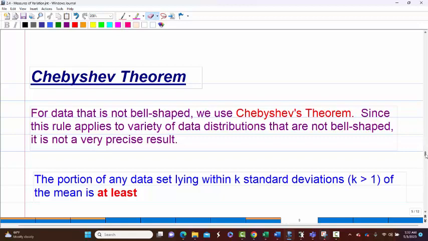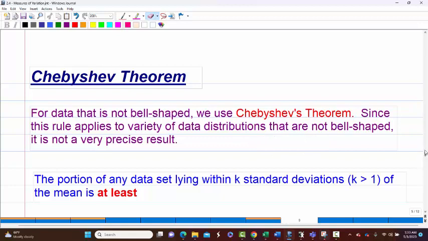It's not a very accurate result. It's almost like a better than nothing. The empirical rule is good, but you can't use the empirical rule if the data is not bell-shaped. So anything that's not bell-shaped, it could just say not bell-shaped, or it could say unknown shape, skewed left, skewed right, not bell-shaped.